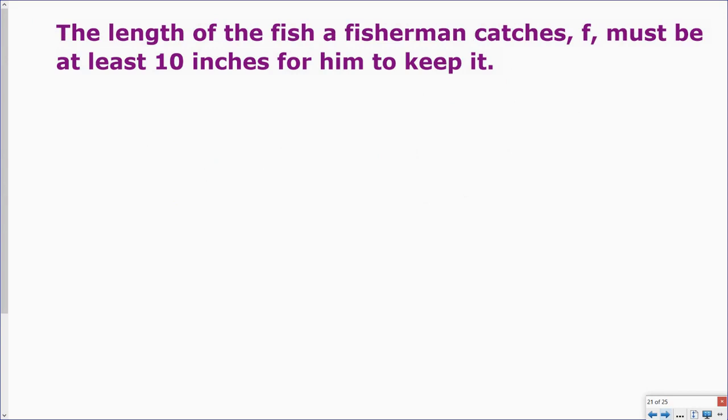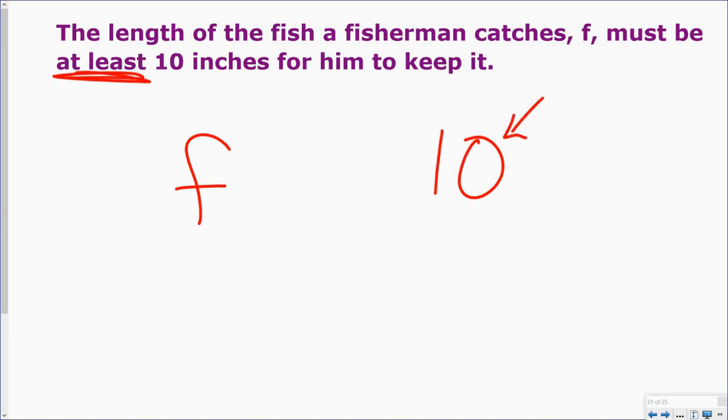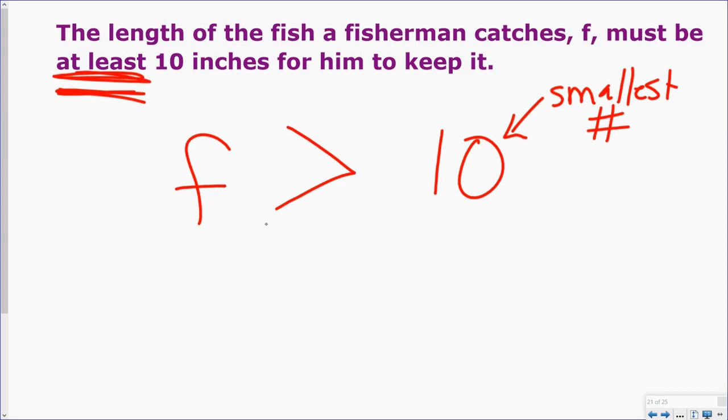The length of the fish a fisherman catches, F, must be at least 10 inches for him to keep it. So here I have my variable F, and then here I have my 10, but it says at least 10 inches. Well, remember that now 10 has to be the smallest amount or smallest number for at least to be true. So that means F is going to be greater than or equal to 10.